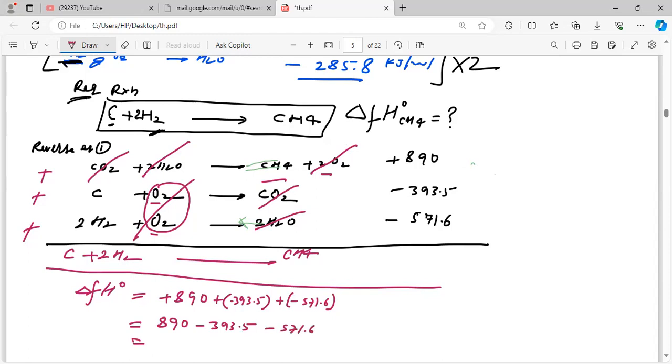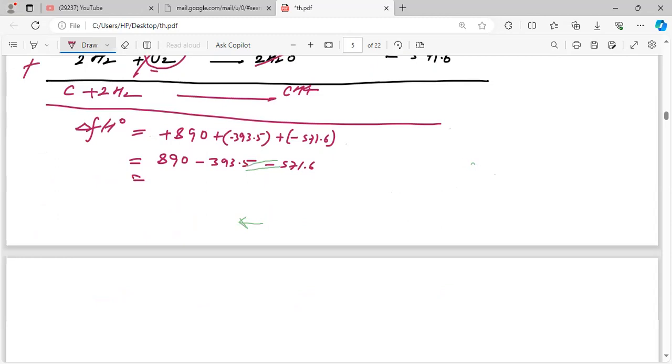Can you add this one? Yes, sir, doing. 890 minus 965.1.